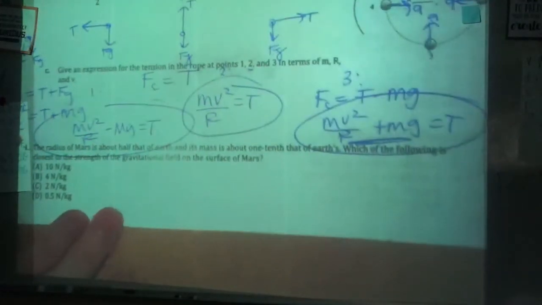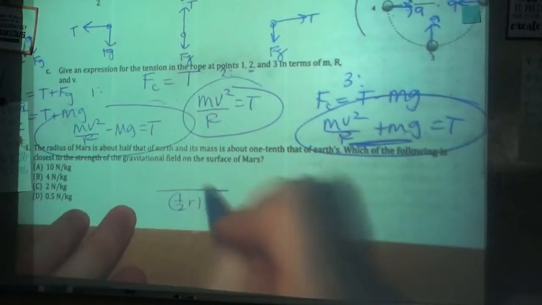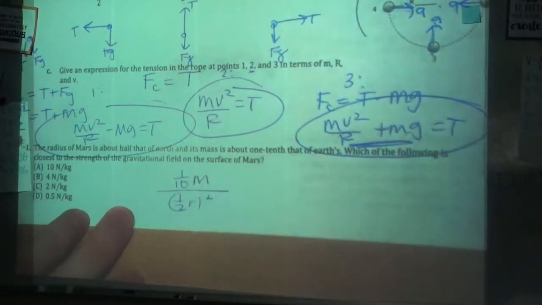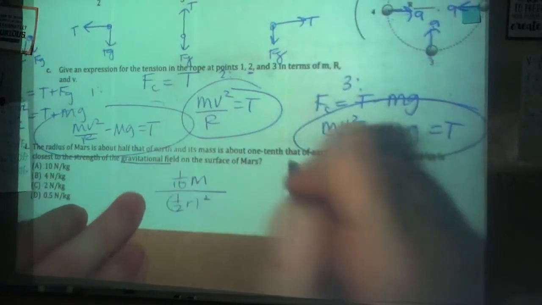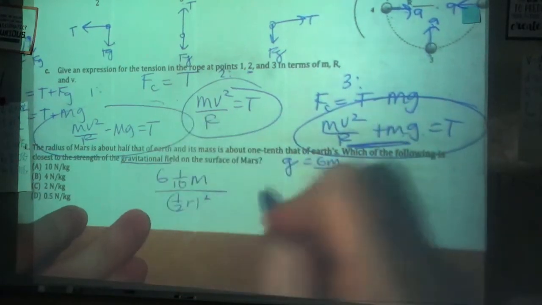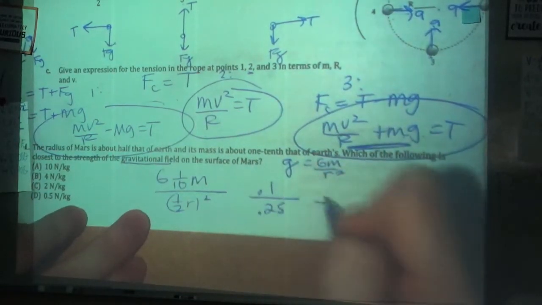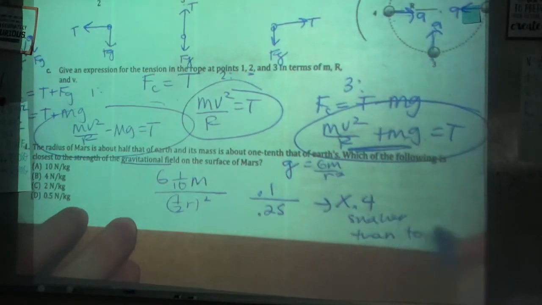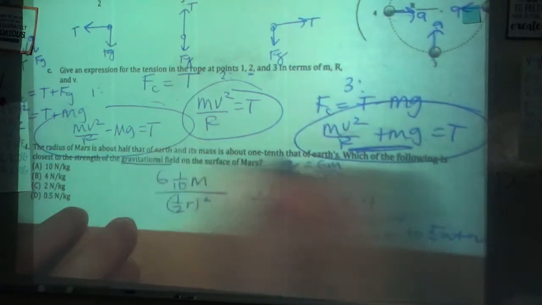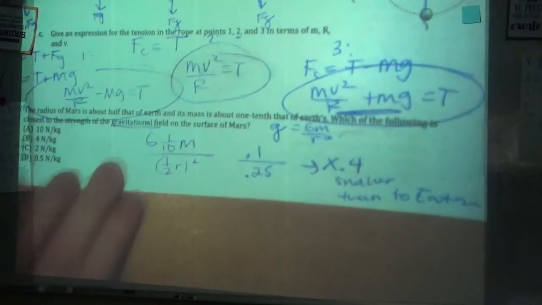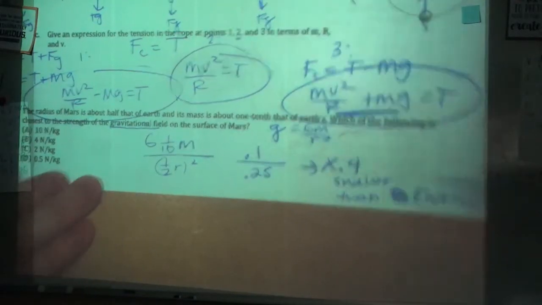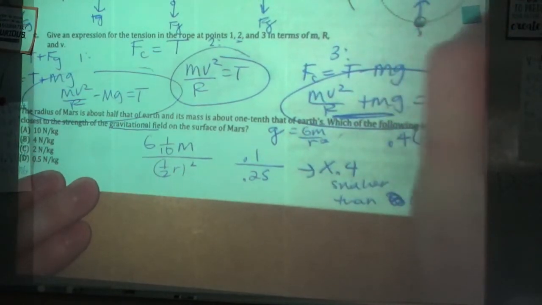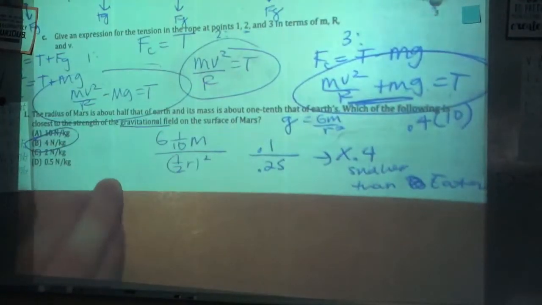The radius of Mars is half that of Earth's, and the mass is 1/10 that of the Earth's. Which of the following is closest to the gravitational field? Well, gravitational field is little g, that's GM over r squared. So that gives me 0.1 over 0.25, which gives me times 0.4. Now that is the factor of how much smaller it's getting compared to Earth, because this is all in terms of Earth's mass and Earth's radius. So if it's 0.4 of Earth's, and Earth's is 10, then 0.4 times 10 gives me 4 newtons per kilogram.